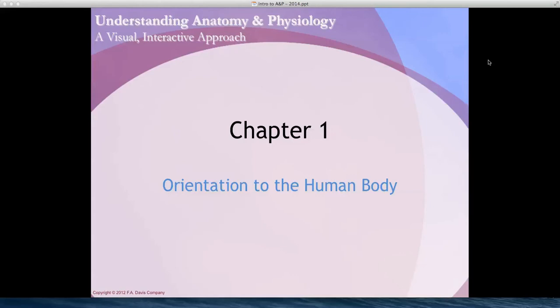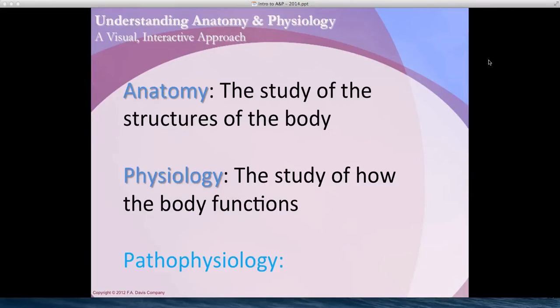So like I said, we're in chapter 1 here. This is orientation to the human body. We're going to talk a little bit about what anatomy and physiology really even mean. So anatomy is the study of the structures of the body. So you would talk about the bones, you would talk about the muscles, you would talk about the different structures of the face, the different structures of the respiratory system. And physiology is the study of how the body functions.